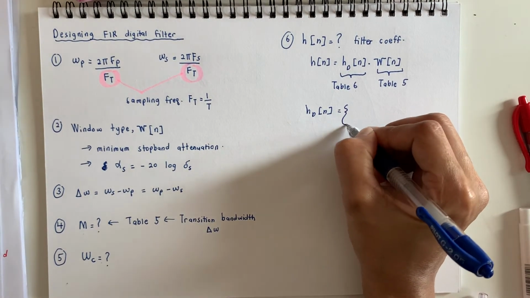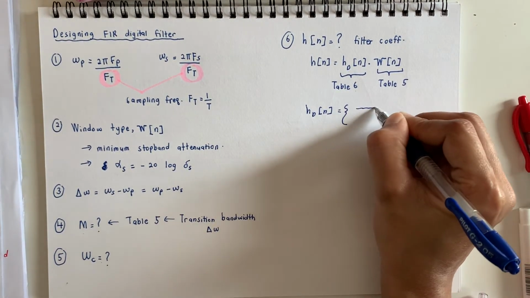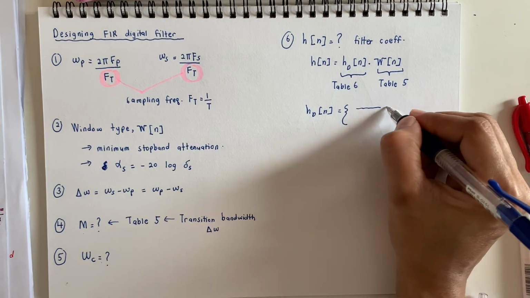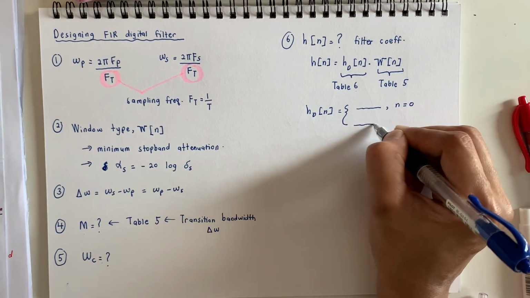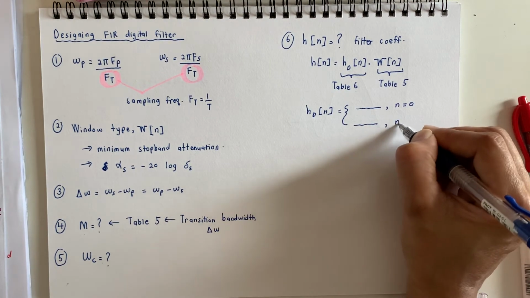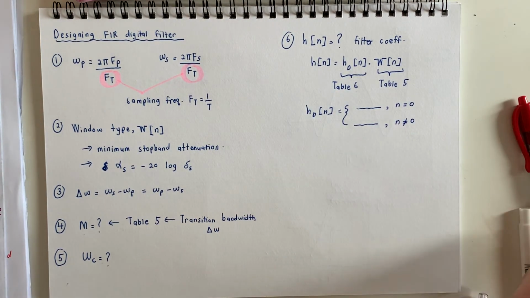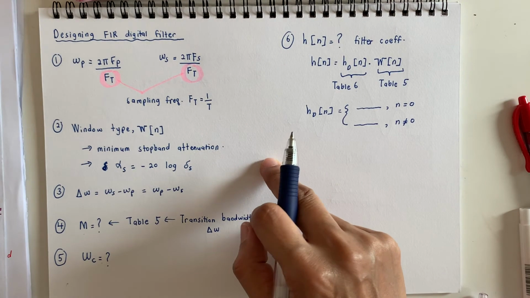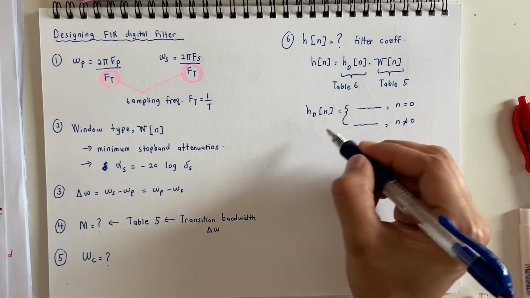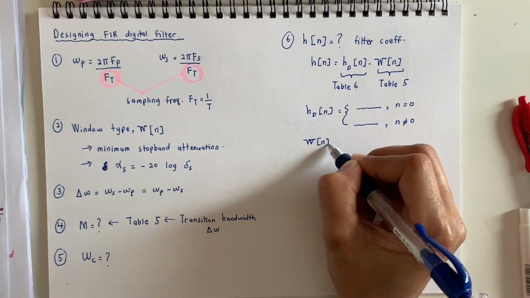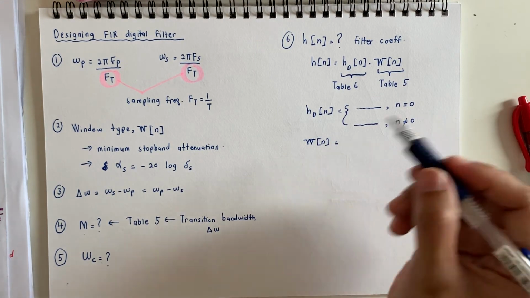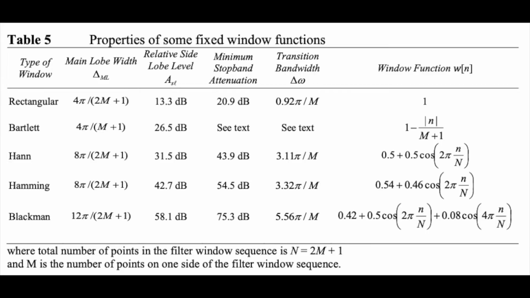Next, you need to jot down the equation for HDN when n equal to 0, and another equation for n not equal to 0. That is for HDN. And then we have Wn, your window function. This window function you need to refer to table number 5. If you look at table number 5, refer to the last column.